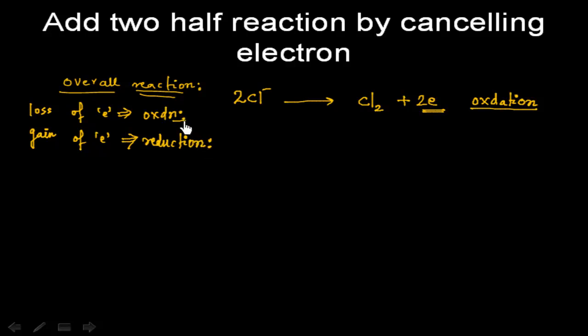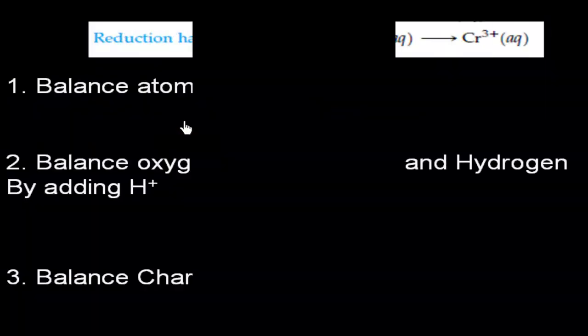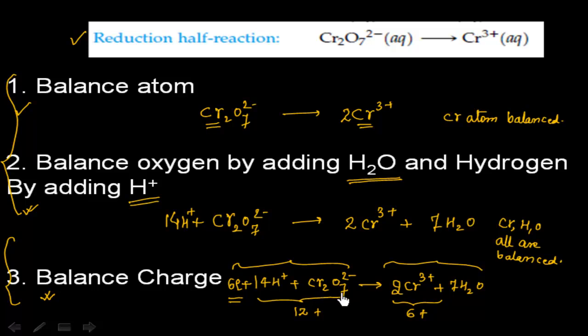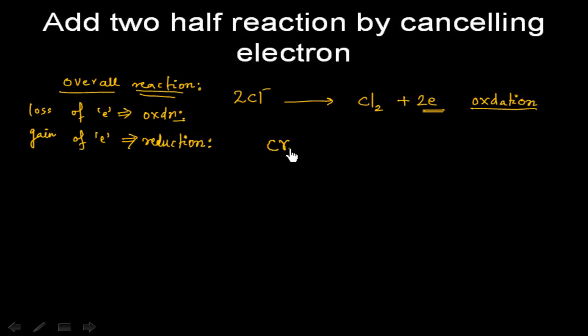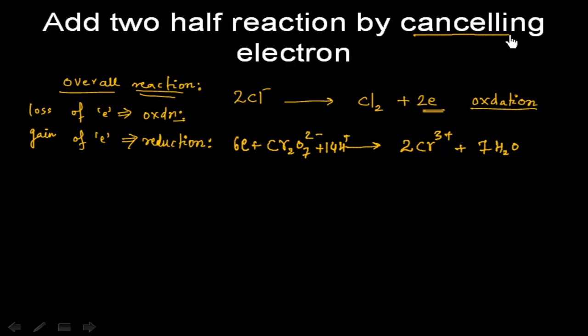If you see the previous slide, we have the reduction half. So the reduction half is this one, Cr2O7²⁻, and this gives you 2Cr³⁺ plus 7H2O on this side. So we can write this reduction half as Cr2O7²⁻ plus 14H⁺ plus 6 electrons gives 2Cr³⁺ plus 7H2O.